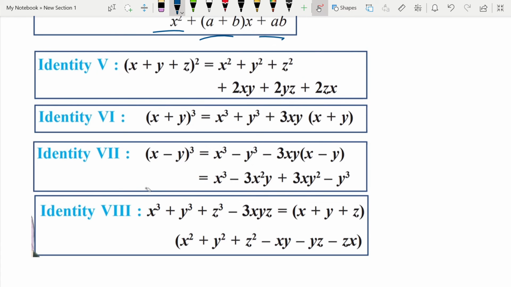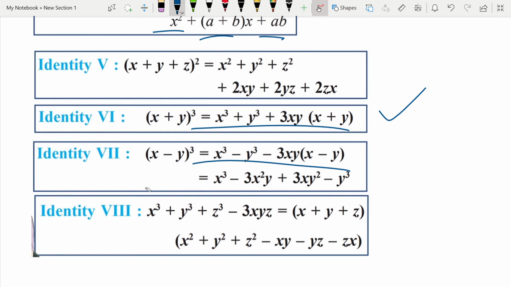Because we've got three more. x plus y plus z whole squared is going to be x squared plus y squared plus z squared plus 2xy plus 2yz plus 2zx. Then we've got identity 6, which is x plus y whole cubed, which is going to be x cubed plus y cubed plus 3xy, and in brackets x plus y. Then we've got the seventh identity, which is x minus y to the power of 3, which is going to be x cubed minus y cubed minus 3xy, and then in brackets x minus y, meaning all the signs change.